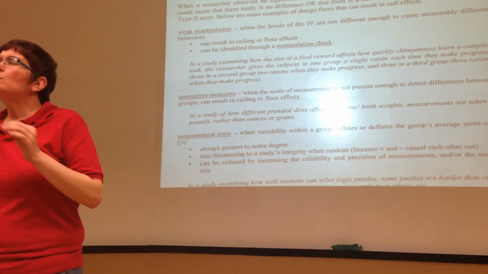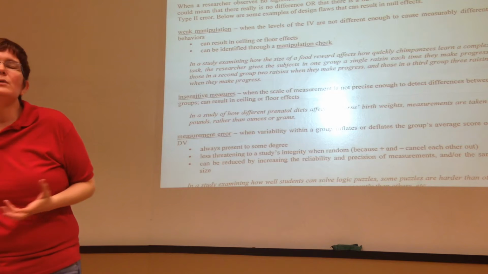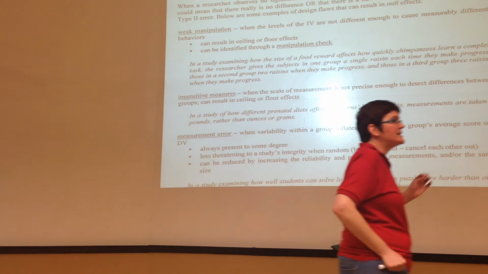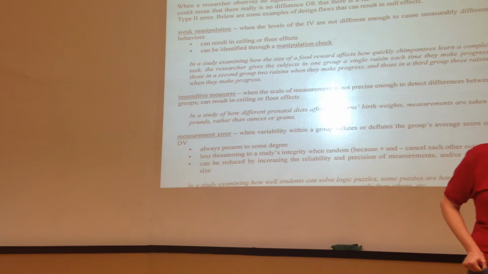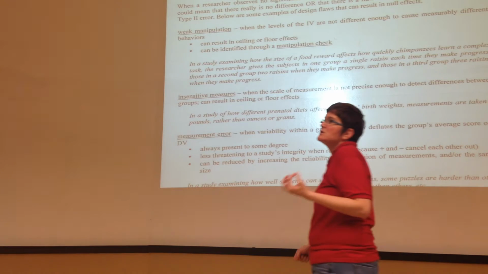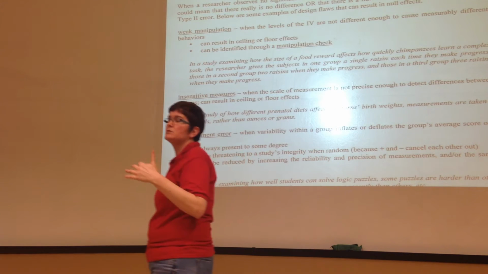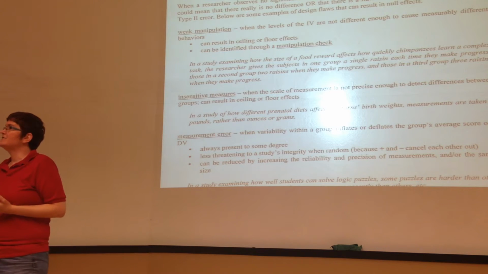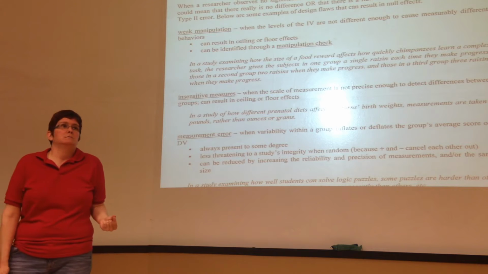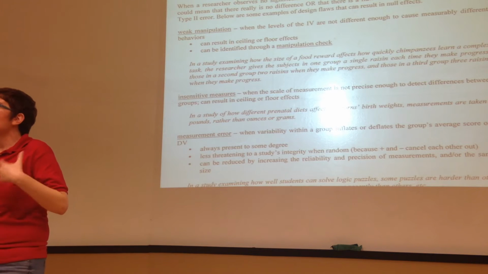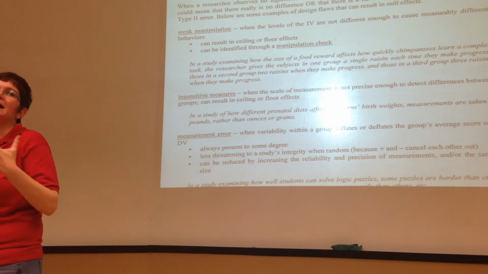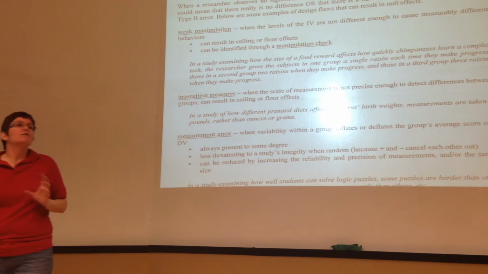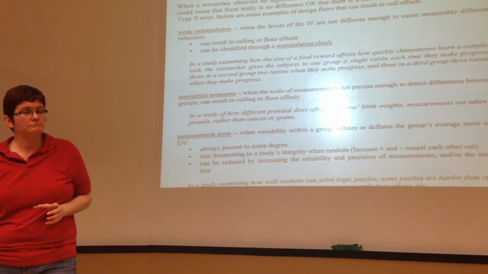And when we have a weak manipulation, what it means is that we have designed the variable in such a way that the levels really aren't that different from each other. And so the contrast between level 1, level 2, and level 3, for example, of that independent variable is really small. It's a weak manipulation. We haven't really clearly created different groups or different experiences for the subjects to have.